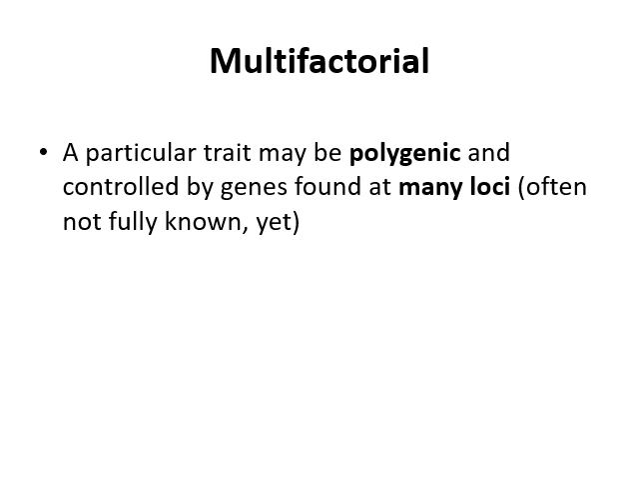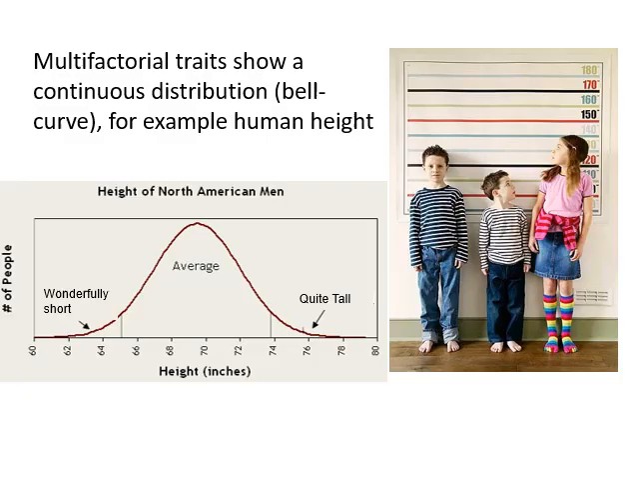Multifactorial traits are a particular trait that may be polygenic and controlled by many different genes that are spread throughout. And so essentially, tracking the inheritance is going to get very complicated. And we may not know where the genes are exactly, or all of the things that will come together to factor into that. So essentially, multifactorial means you're not going to be able to track it particularly easily.